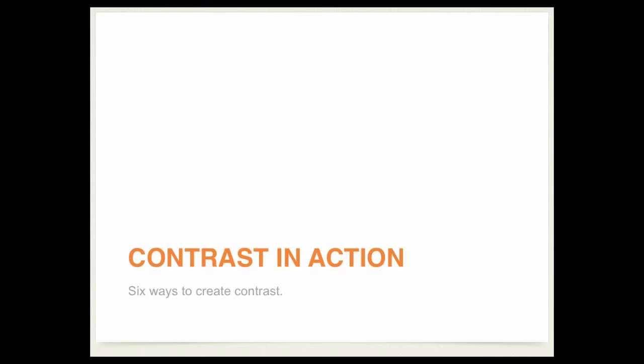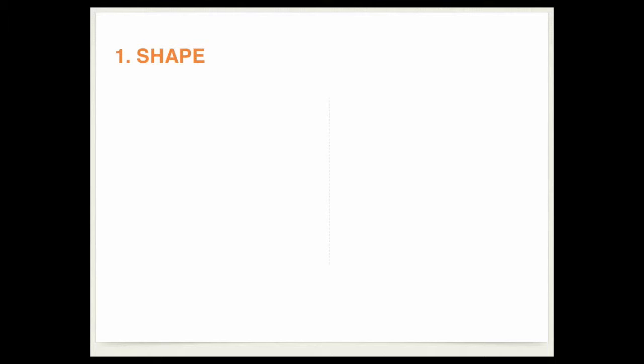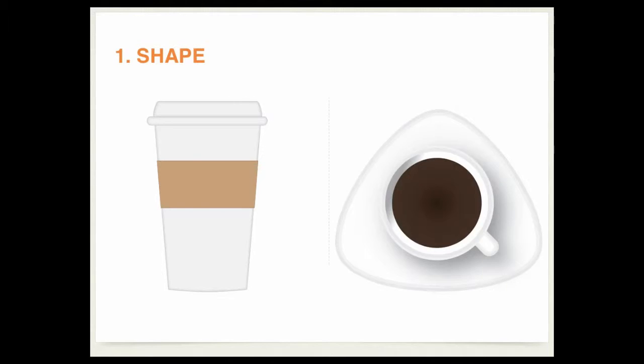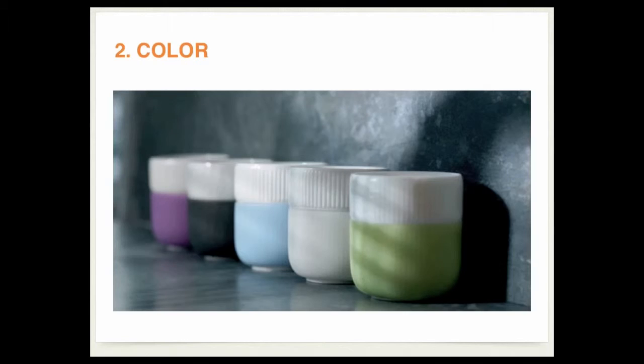Okay, so let's talk about contrast in action. There are 6 different ways to create contrast. One of them is through shape. You can take the same object, let's say a coffee cup, and you can change its shape, but still have the same meaning, delicious morning pick-me-up. Another means of creating contrast is through color.